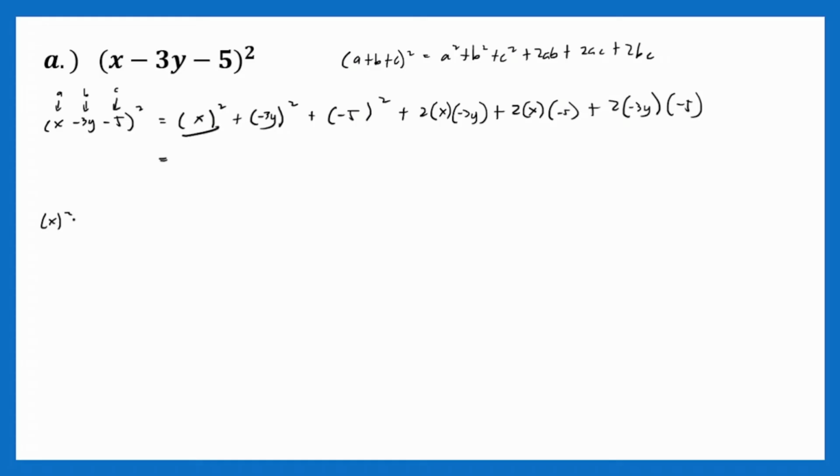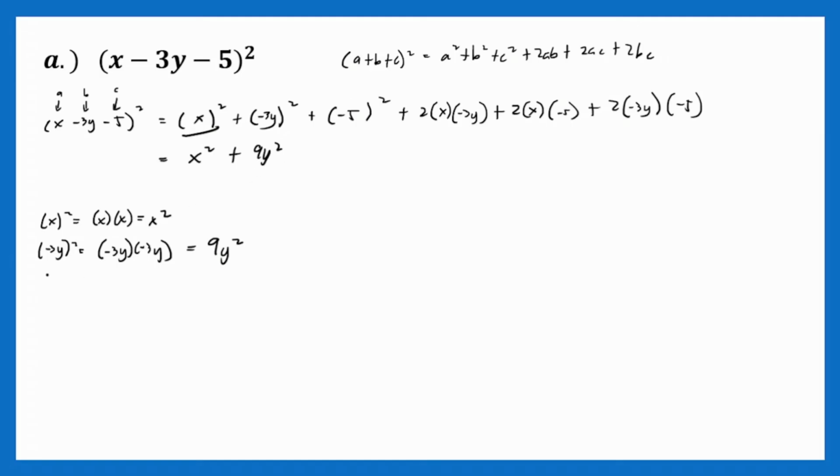X squared. That's x times x. Plus mo lang yung exponents, magiging siyang x squared. Kaya x squared ito. Next, yung negative 3y squared, dalawang beses, negative 3y times negative 3y. Negative 3 times negative 3, that is positive 9. When you multiply, same sign, the answer is positive. Y times y, y squared. So we have plus 9y squared. Positive yan, kaya siya plus.